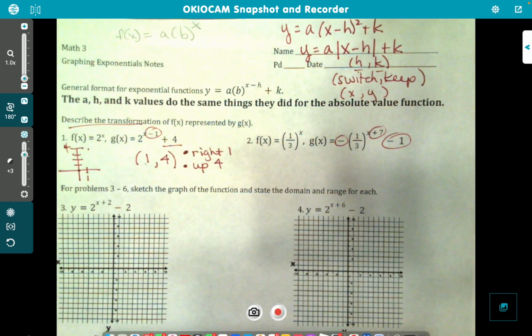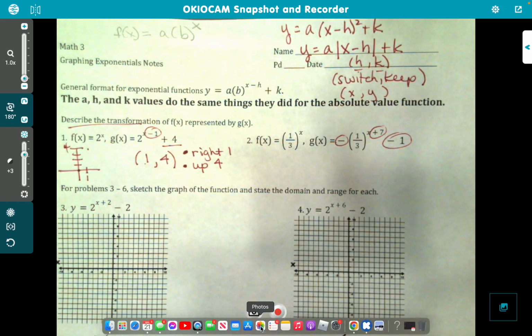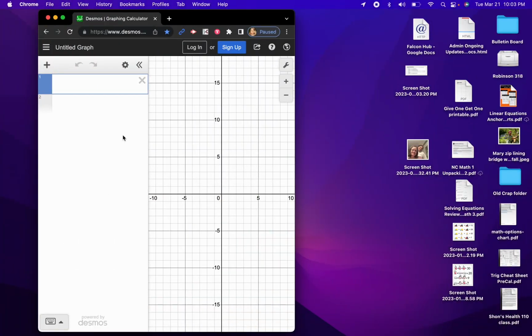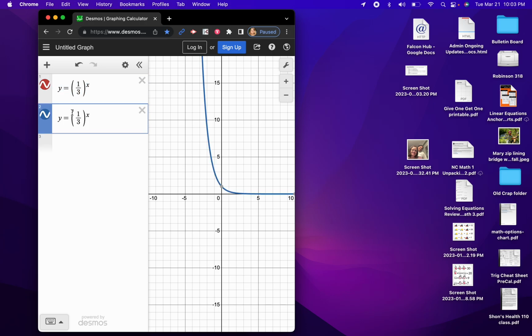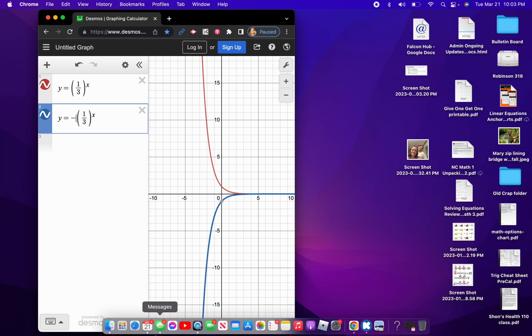So in other words, if I go here to my Desmos and type in y equals 1/3 to the x, and I think, well, what does a negative do to this graph? If I put a negative here in front of the parentheses, notice it creates a graph that is a reflection over the x-axis. So it just reflects over the x-axis. So you can state that that's an x-axis reflection or a vertical reflection.